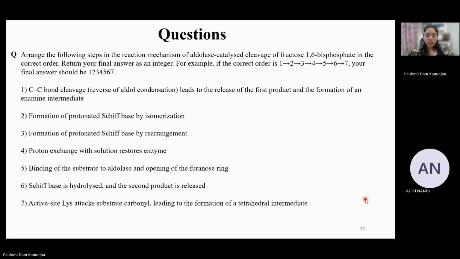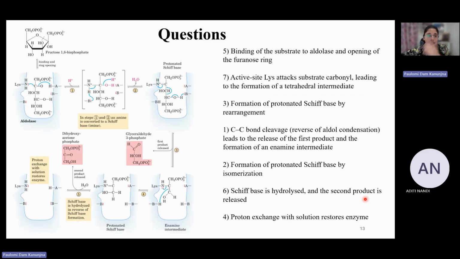Okay. So let me look into the answer. 573, you got it right. The next one was 1264. Let's look into this. So this is what's happening. This is your fructose 1,6-bisphosphate.